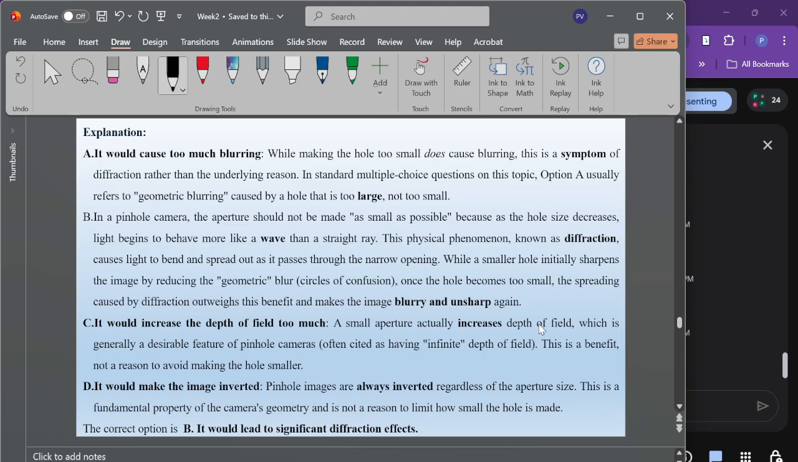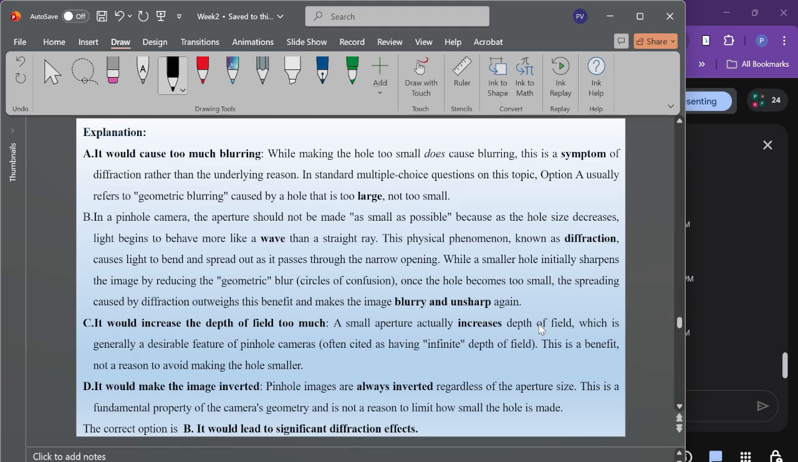And the next option was that it would make the image inverted. Pinhole images are always inverted regardless of the aperture size. This is a fundamental property of the geometry, not a reason to limit how small the hole is.